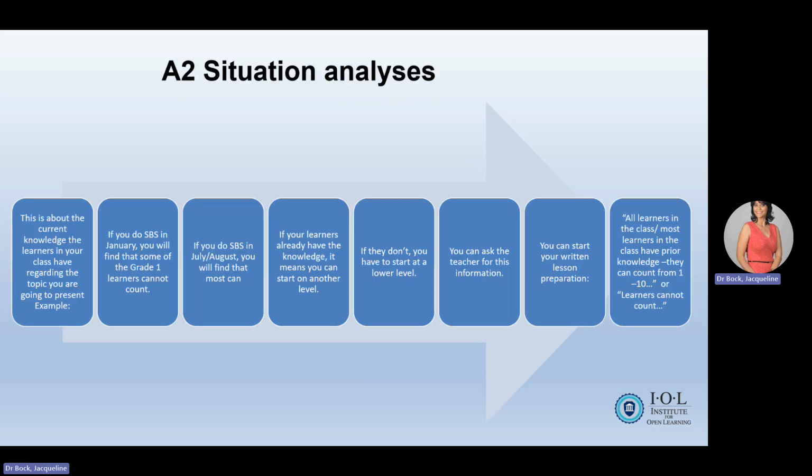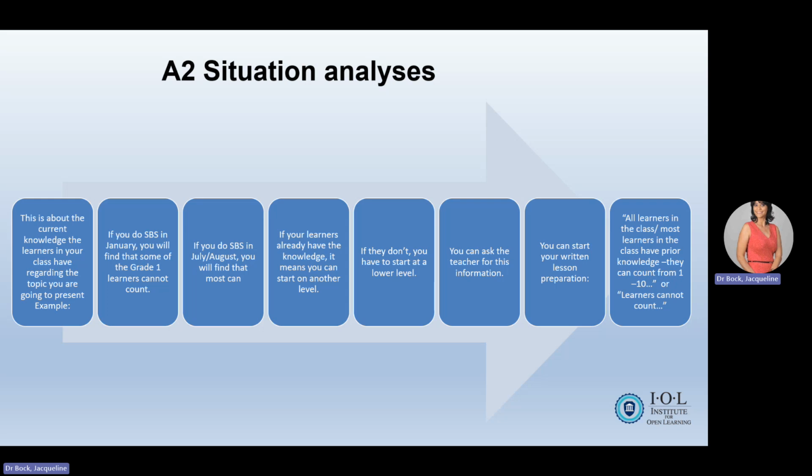A1 is the part where you provide the details on top. A2 is where you have the situational analysis. What is situational analysis? Is there any prior knowledge that the student has on that particular topic? You need to write it down. If your SPS is done in January, you will find that some of the grade learners cannot count, for example, and you will then say that some of them are not able to count. So this is what you observe in terms of their competencies when you enter the class.